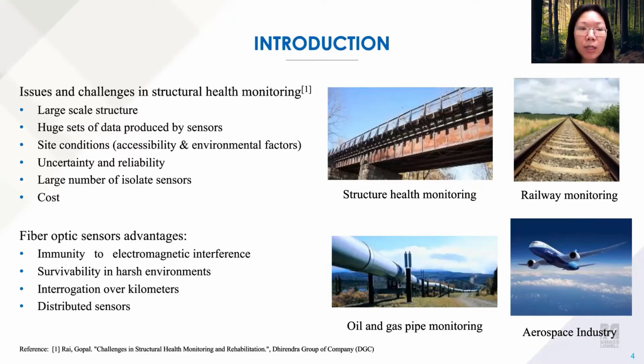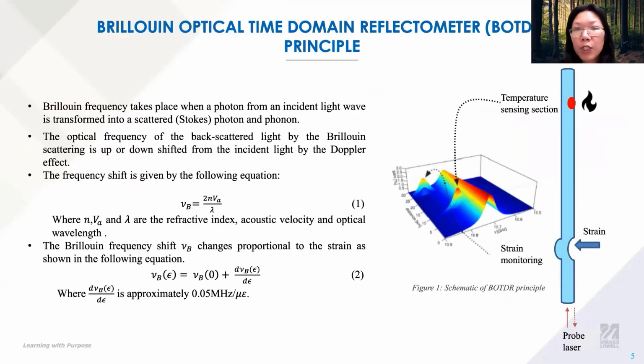Fiber optic sensors have their advantages, including immunity to electromagnetic interference. They can survive in harsh environments, for example, very high temperature up to 600 degrees C, and they can also relay the optical signals over kilometers. For example, our BOTDR system can monitor the signals over 80 kilometers. So what is BOTDR? BOTDR is Brillouin Optical Time Domain Reflectometer.